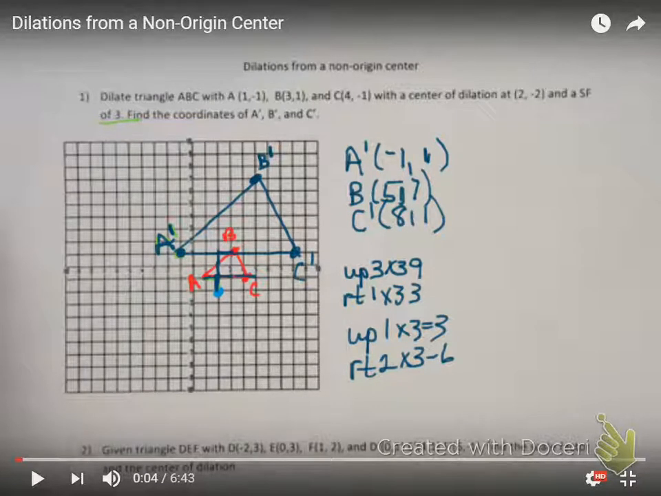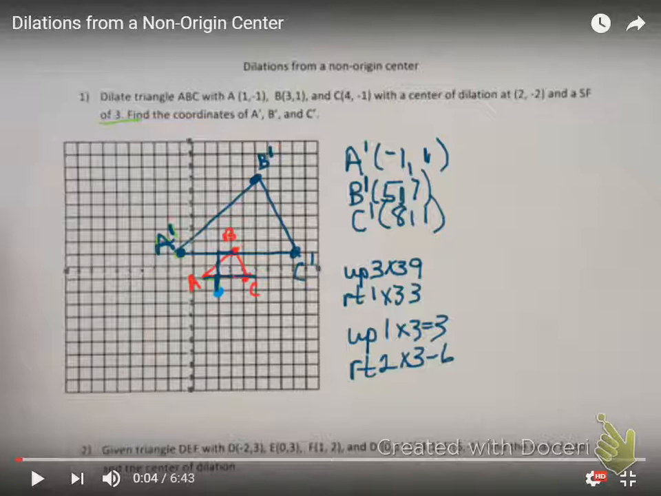So you take each point from the original and count how far each point is from the center of dilation. You multiply that distance by the scale factor, and you count that many spots to get the new points. From the blue point to point A, it was up 1, left 1. That's why I went up 3, left 3, because our scale factor was 3. Same way with B and C. You find the actual distance, and you multiply the distance by the scale factor.